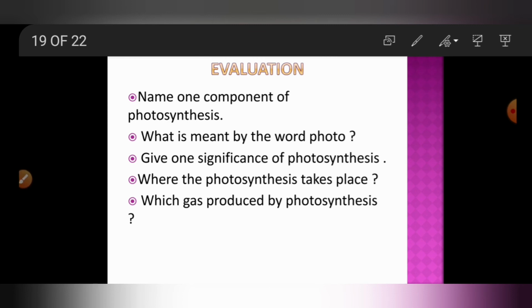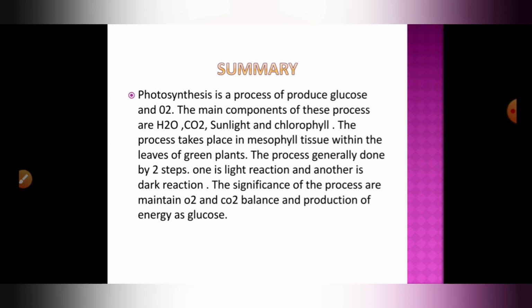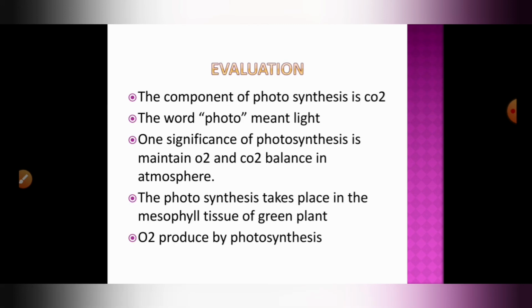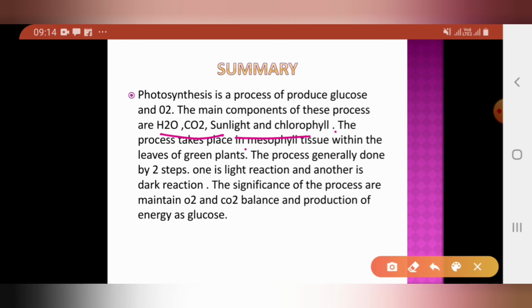So now I give you some questions. At first you have to study this topic carefully, and then you can try to solve these questions. I also give the answers to these questions, so you can evaluate yourself. This is the summary of photosynthesis. Photosynthesis is a process to produce glucose and O2. The main components of this process are H2O, CO2, sunlight and chlorophyll. The process generally takes place within the mesophyll of green leaves of green plants, and is done in 2 steps: light reactions and dark reactions. The significance of the process is to maintain the O2 and CO2 balance and the production of energy as glucose or food.